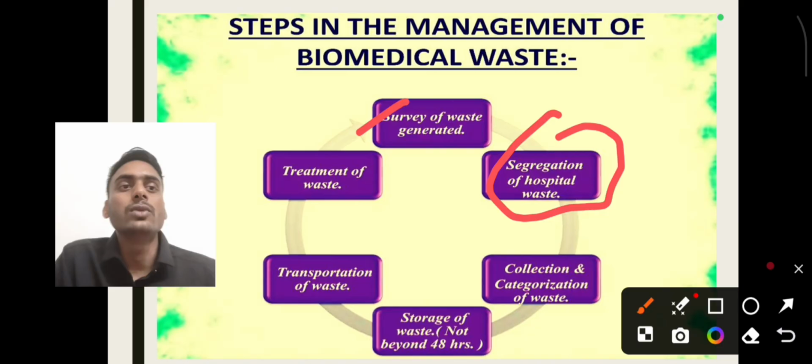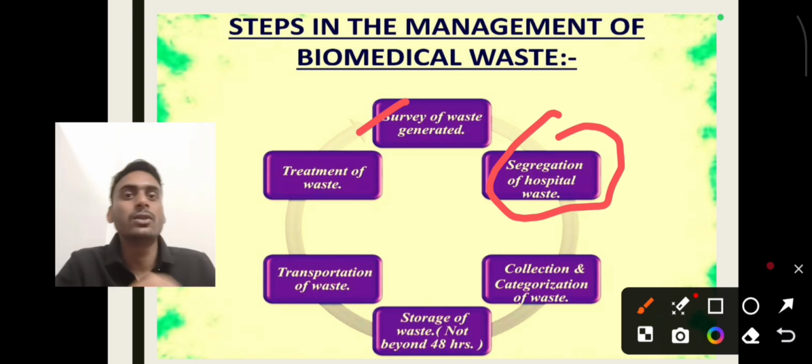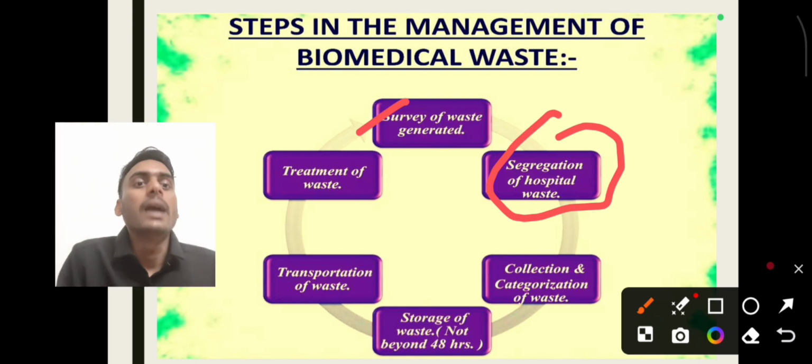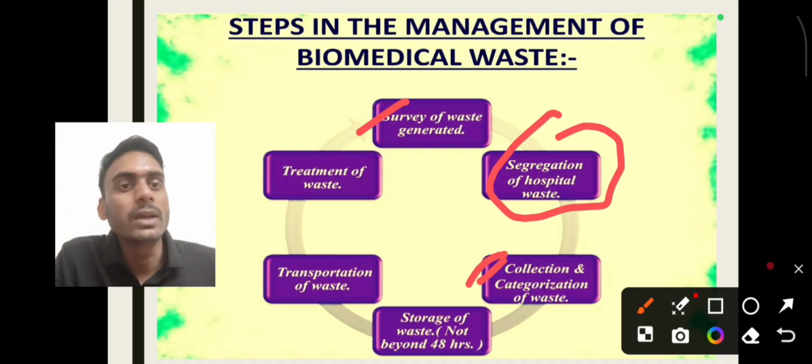Okay, so you have to collect after the filling of any other color coded bin. Collect and categorize, like which is infectious, which is non-infectious, which is dry, which is disposable, which is non-disposable, like that. I hope you understand this step. So now you understand storage of waste.